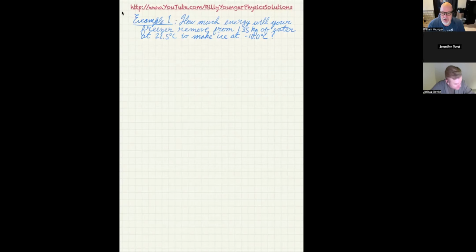Well, yep, I have a problem here. I'm working on it now. This is very much like the examples in the book. I've tried to change them enough so that I wouldn't be violating any copyright issues. So hopefully that works. How much energy will your freezer remove from 1.35 kilograms of water at 22.5 degrees Celsius to make ice at negative 10 degrees Celsius?